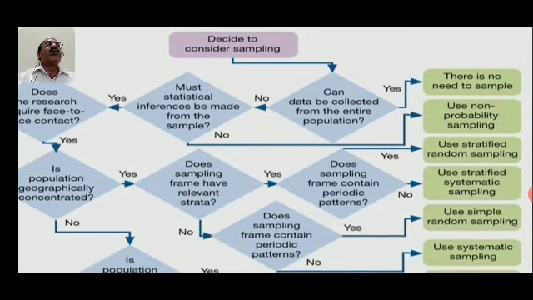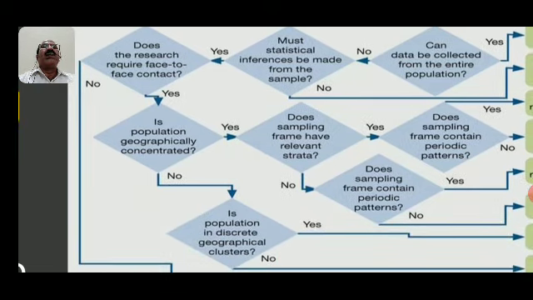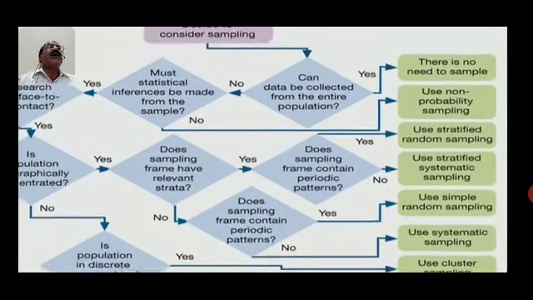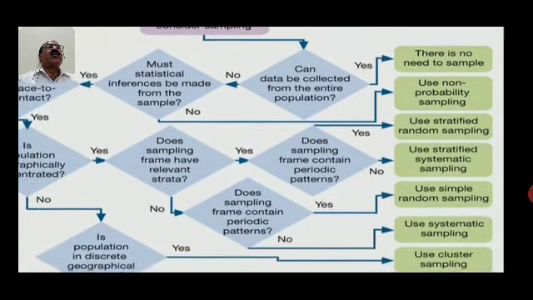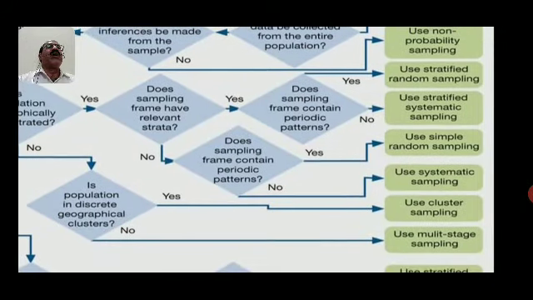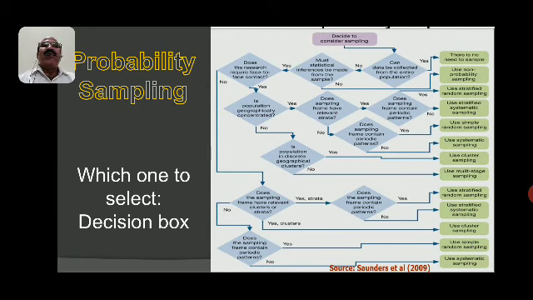If no, then you go for non-probability sampling. If yes, then does the research require face-to-face contact? If yes, then the population is geographically correct. If no, then go... So like this you have to see. So what are the things? Use stratified random sampling, use stratified systematic sampling, use simple random sampling. So likewise, this is actually a good flowchart to decide what sort of sampling you should choose.